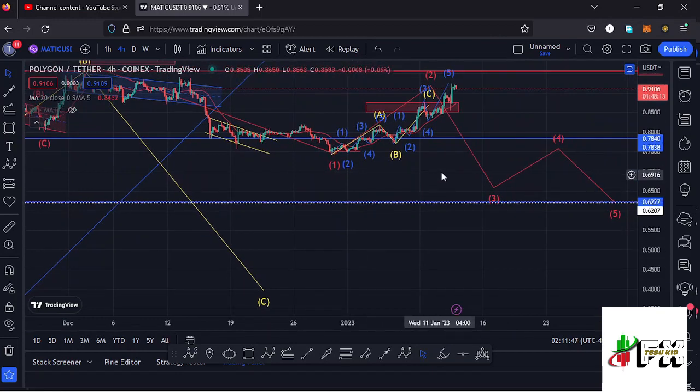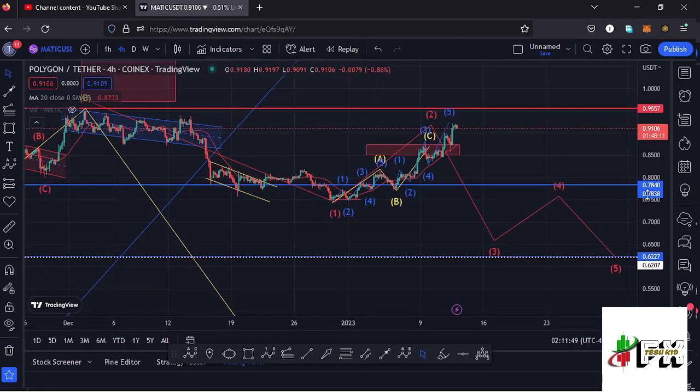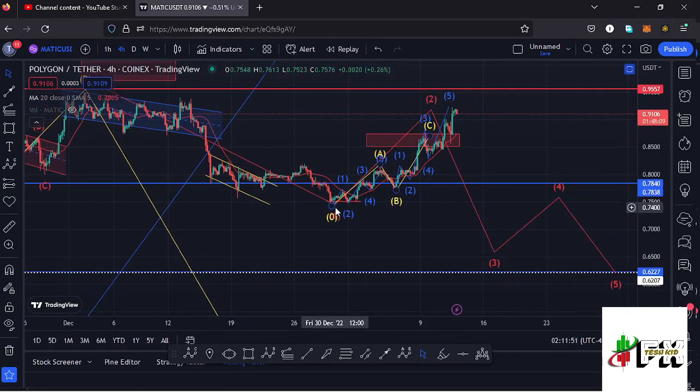And I believe in the formation of that 5-wave structure, we have completed the formation of that first wave to the lower side, making our low at around the $0.74 mark.